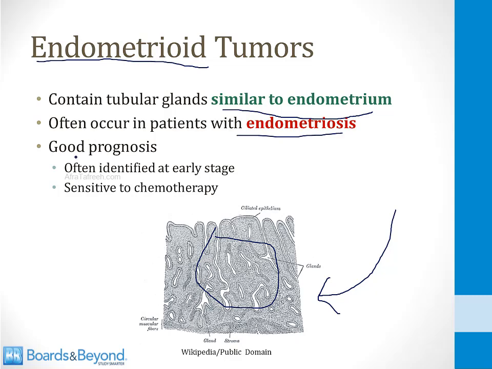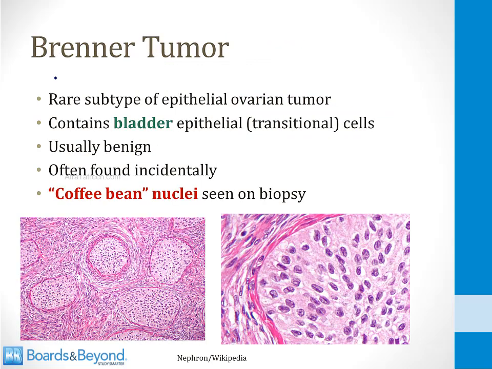And these types of epithelial cell tumors are one subtype that have a good prognosis. They're often identified at an earlier stage, and they're relatively sensitive to chemotherapy. Now, the main subtypes of epithelial tumors are the serous, mucinous, and endometrioid, but there are some more rare subtypes which you can read about in your textbooks.